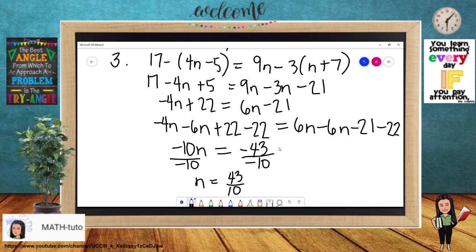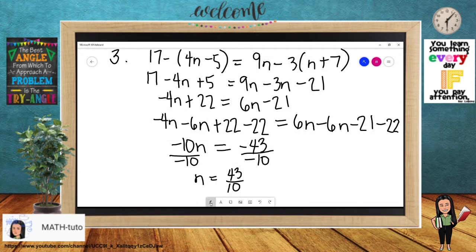So, if the given is integers, yan, just like in this example, pwedeng fraction na lang yung final answer. Pero if decimal, puro decimals naman yung given, so your answer should also be in decimal. So, here, n is equal to 43 over 10 or, again, if you want to convert it to decimal, 4.3.